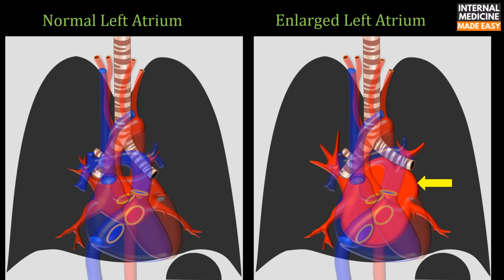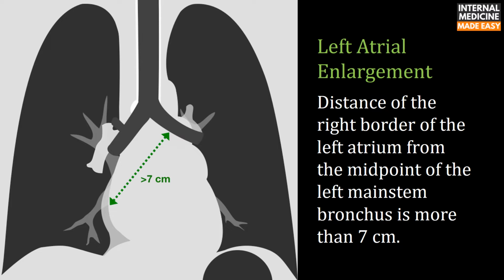The diagram on the left side has a normal left atrium and the right side has an enlarged left atrium. In left atrial enlargement, the distance of the right border of the left atrium from the midpoint of the left mainstem bronchus is more than 7 centimeters.